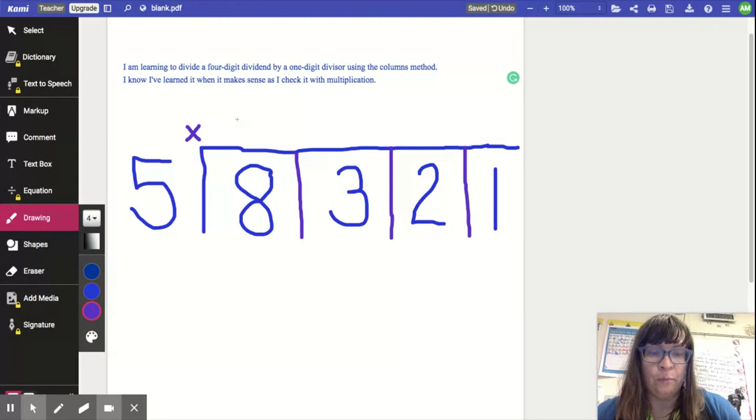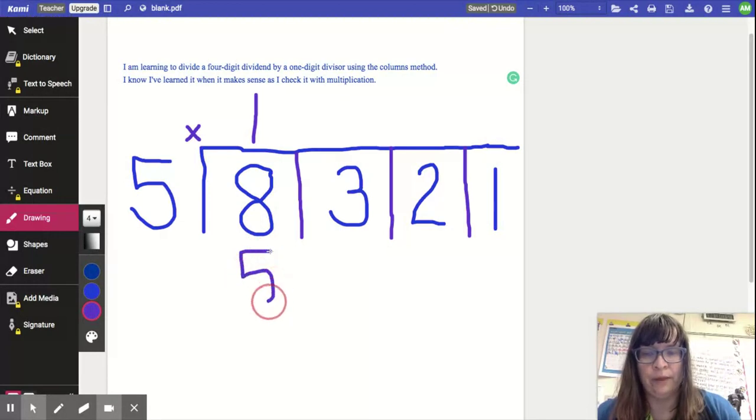So the first thing we do is we try to multiply. Is there a number multiplied by 5 that equals 8 or gets close to 8 without going over? It's really important in division that you do not go over. So 5 times 0 is 5. We can get closer. 5 times 1 is 5. Can I get closer? 5 times 2 is 10. That's too many. So my missing number or my missing factor here is 1. Why? 5 times 1 equals 5.